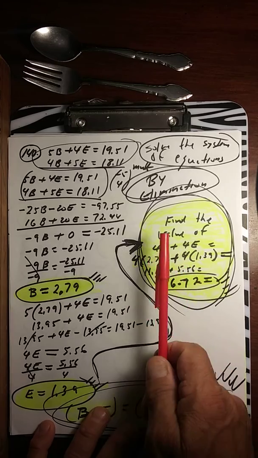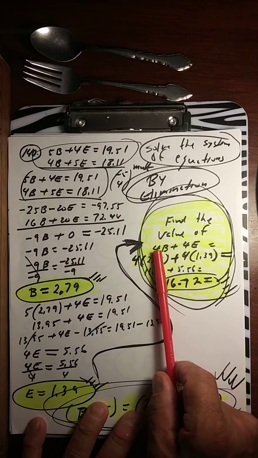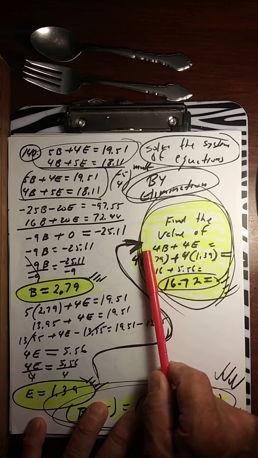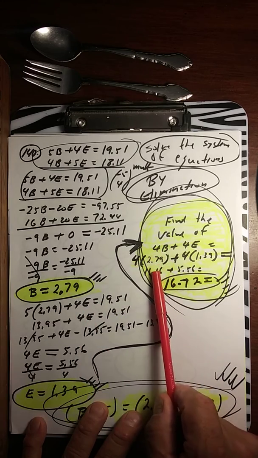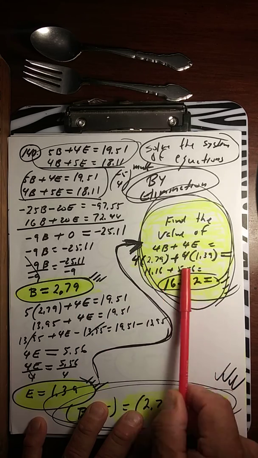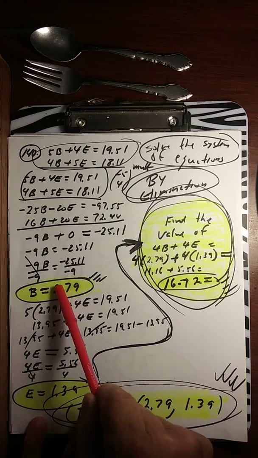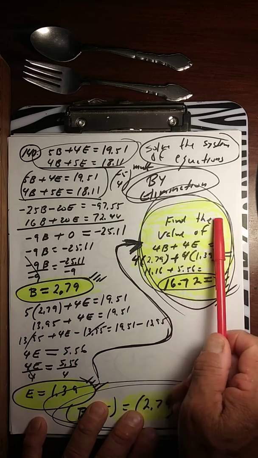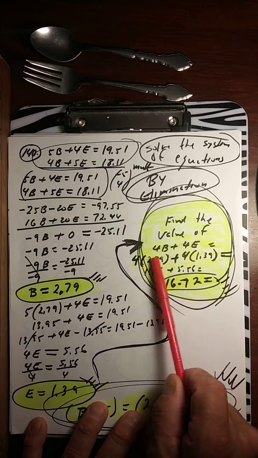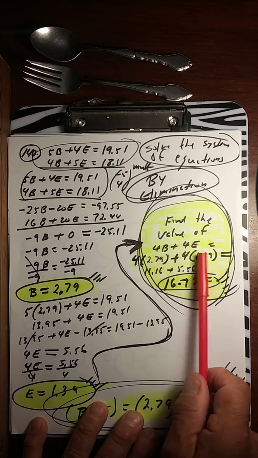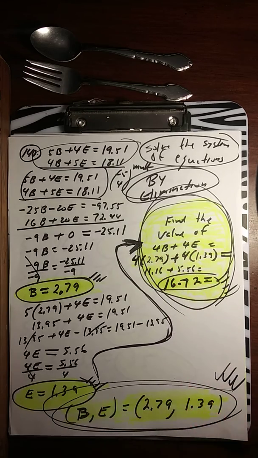Now, find the value of the sum. What is 4b plus 4e? Well, put the numbers in here. 4 times that is this, 4 times that is that. Add those together, so that's 16.72. So b is this, e is this. And what is the value of 4b plus 4e? It's going to be those numbers together, which is 16.72.